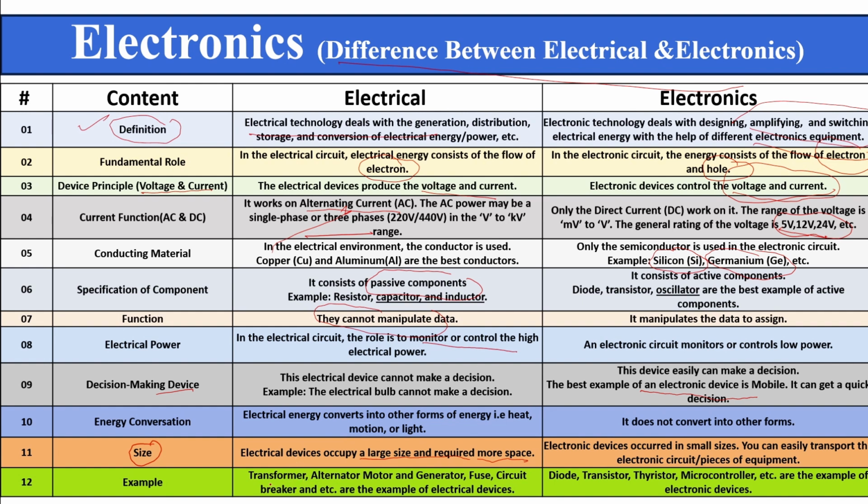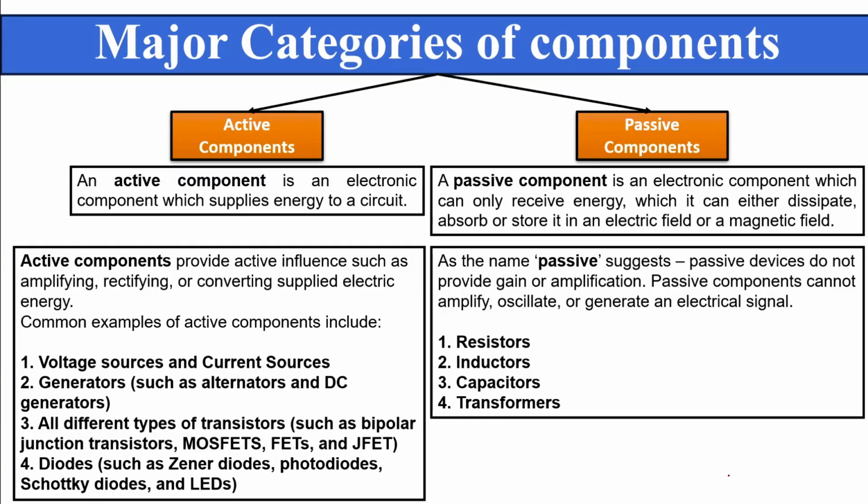So examples of electrical devices are transformer, alternators, motor, generator, fuse, circuit breakers. Electronic devices are diode, transistor, integrated circuits, microcontroller, microprocessor. Most widely used, you will find the microprocessor and RAM. You might have heard about the RAM. These are all electronic devices.